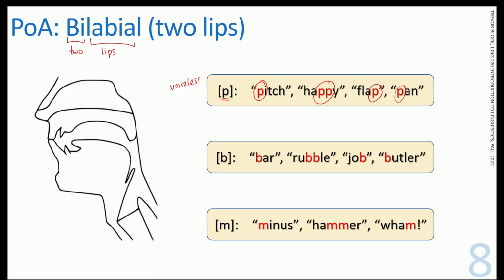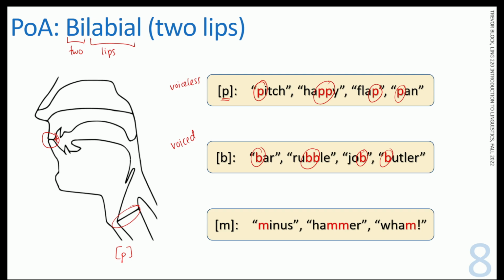We have its voiced counterpart, b. So we see this in bar, rubble, job, butler, and we can see here on the diagram, the two lips are closed. So this is what happens before air is released. Air gets held up behind the lips, and then it opens up and it produces those sounds. So p. This is going to be a diagram of p because we see no voicing here. But if we were to pick a voiced diagram for b, then we would get the vocal folds vibrating there.